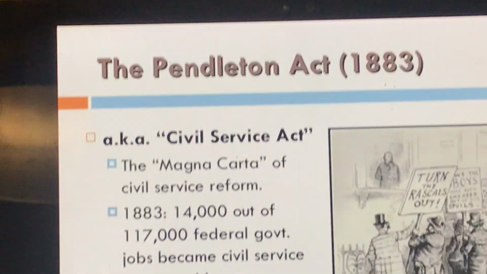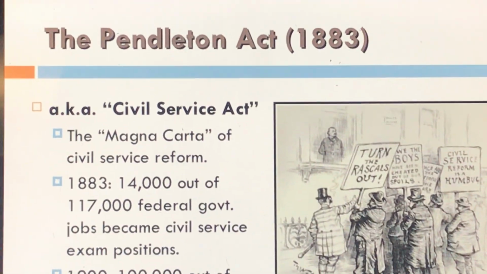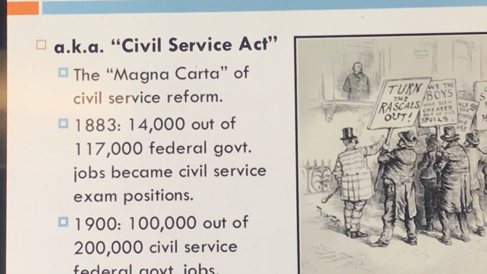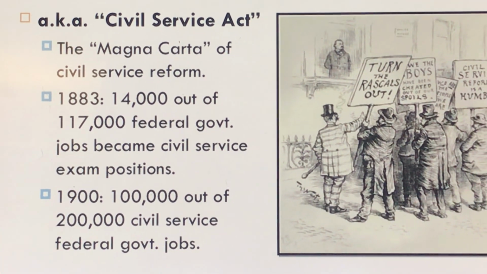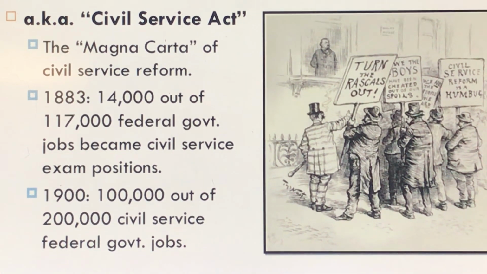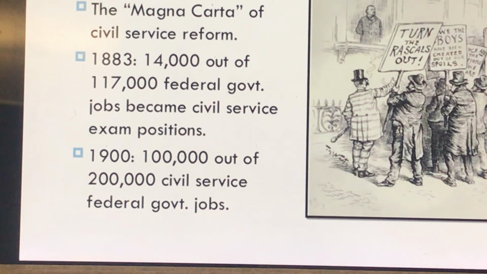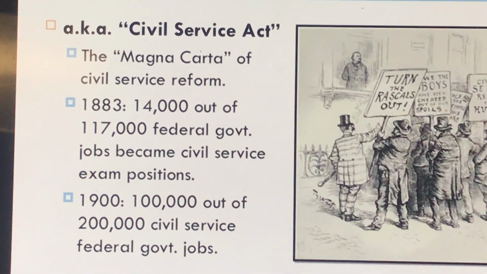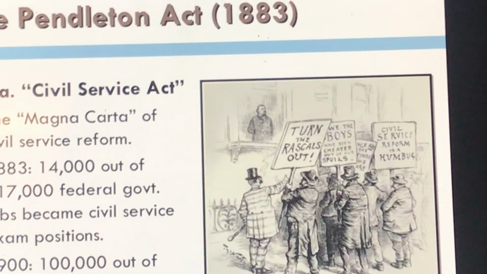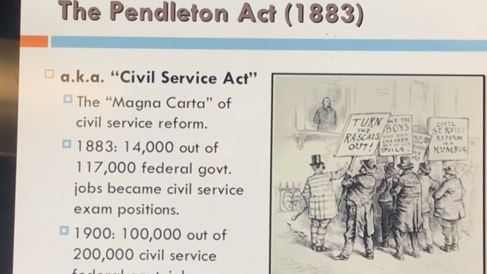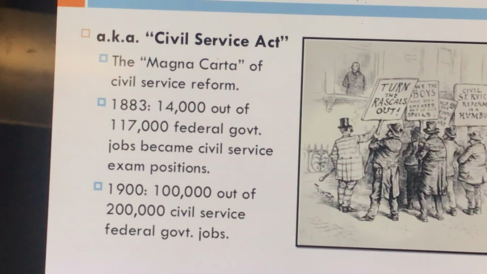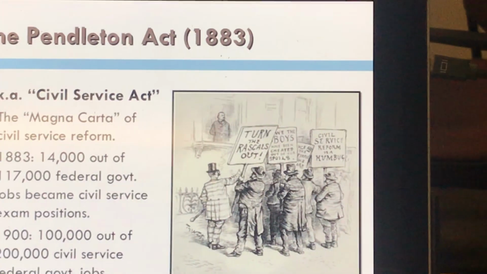Now, I told you the Pendleton Act was one of the Civil Service Acts. It's what's called the Magna Carta of Civil Service Reform. It said that 14,000 out of the 117,000 federal jobs became civil service exam positions starting in 1883. By 1900, 100,000 out of the 200,000 jobs were civil service jobs. So they continuously increased the number of jobs for which you had to have a minimum of qualifications in order to serve in that position.